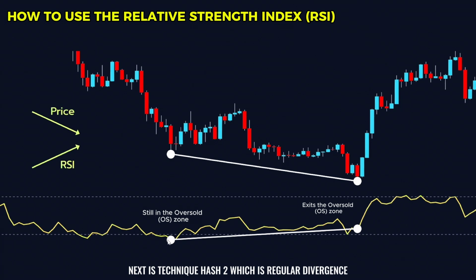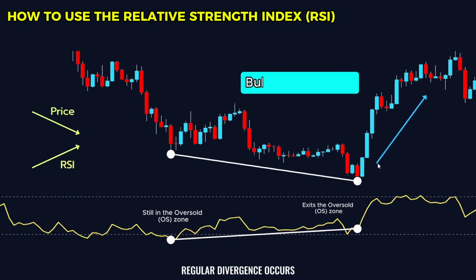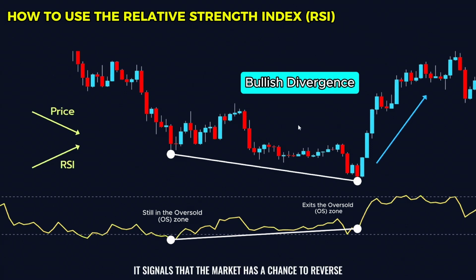Next is technique #2, which is regular divergence. There are actually two types of divergence: regular divergence and hidden divergence. This technique focuses on regular divergence. Regular divergence occurs when the price moves in the opposite direction of momentum. It signals that the market has a chance to reverse.